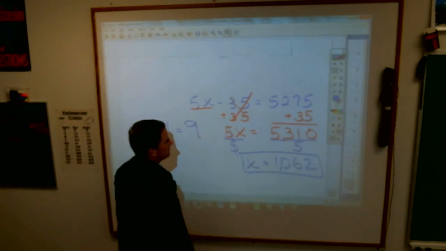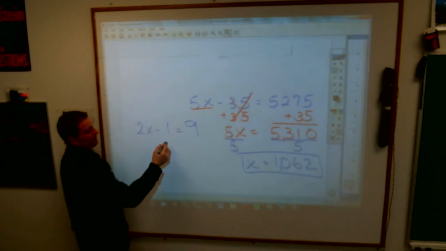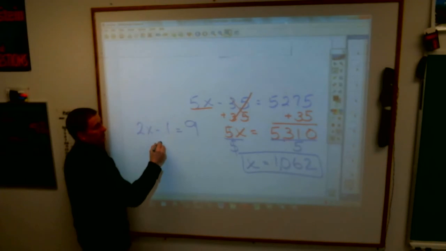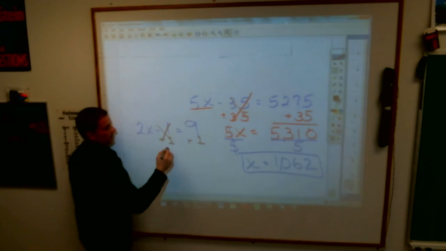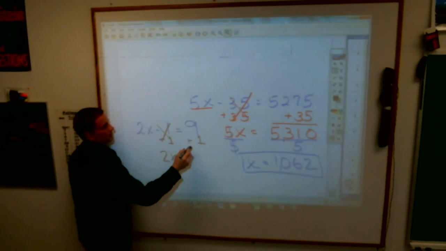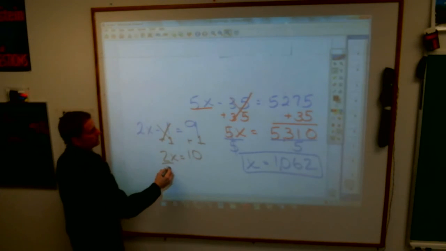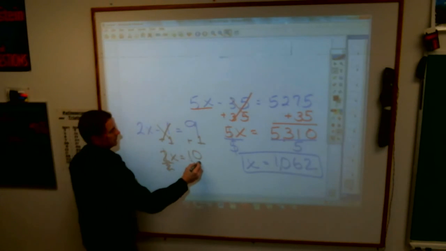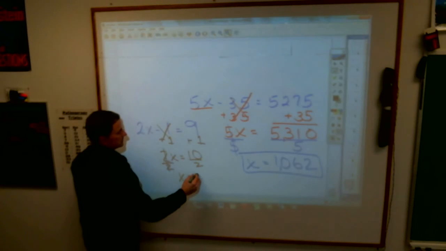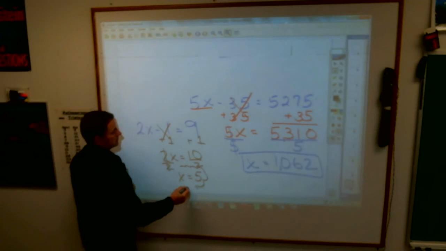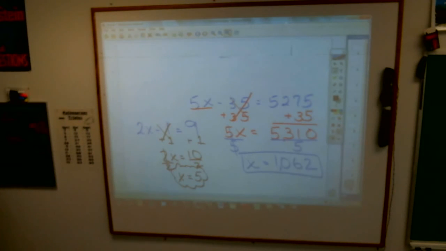Tyler, you ended up with 5. Let's check it out and see. I get rid of the minus 1 by doing the opposite, adding 1 to both sides. This goes away. You're still left with this 2x. 9 plus 1 is 10. 2x equals 10. Do the opposite of multiplication, which is division. Just put that line down there. 10 divided by 2 is 5. Problem with that? Everybody get that?